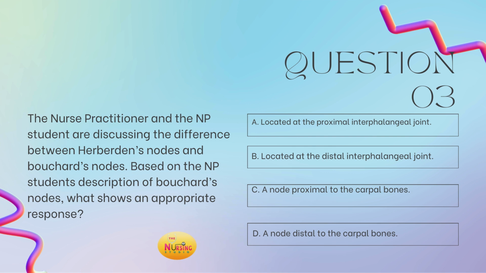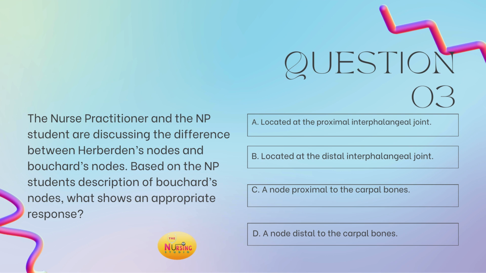All right, so the stem of the question states, based on the NP student's description of Bouchard's nodes, what shows an appropriate response? You're familiar with Heberden's and Bouchard's nodes, right? I like to show images because, even though you know it sometimes, I'm big on not just learning the description. Look at the word, look at the description, how it presents, but Google an image so that you can see it and apply it better and retain it better. That is my key recommendation, especially with any derm disorders, but things like this that you visually need to know.